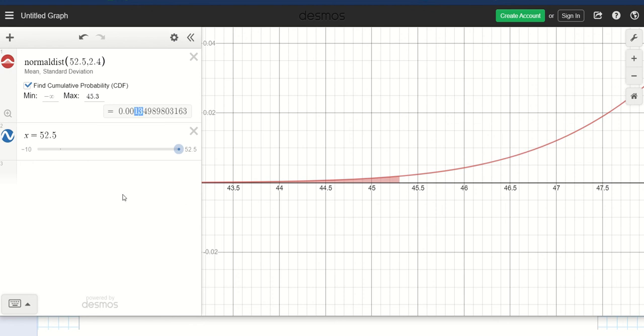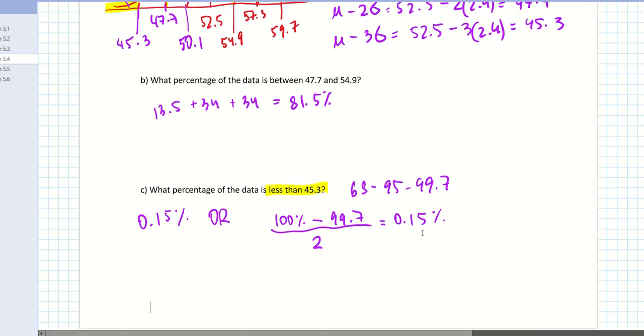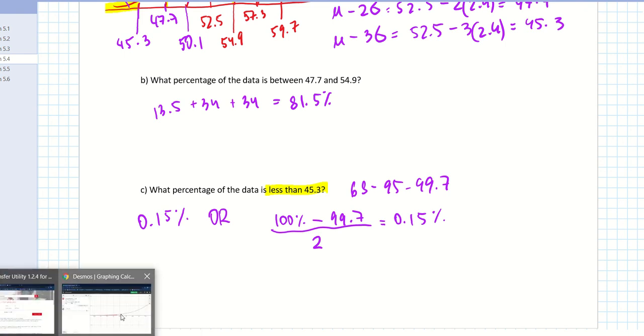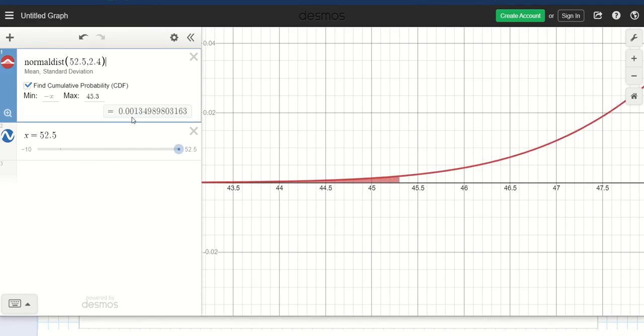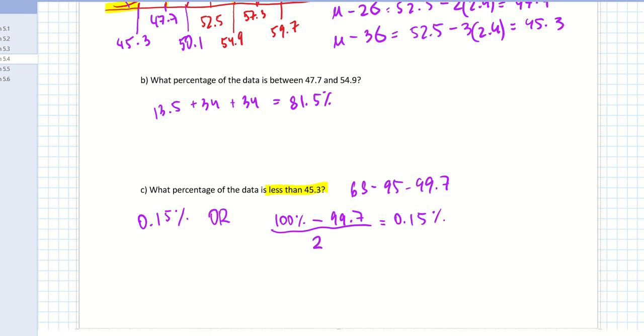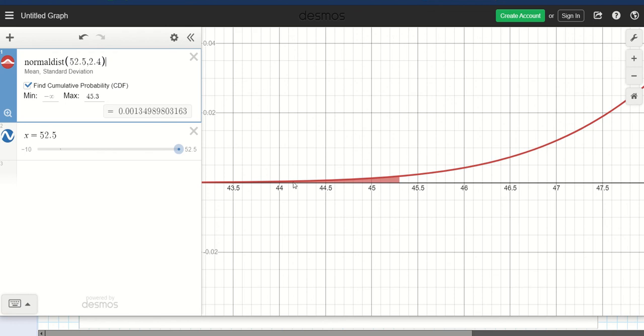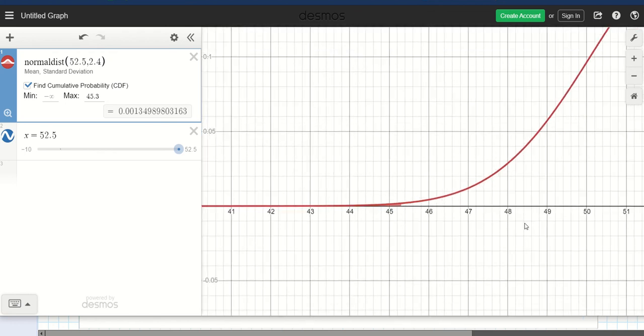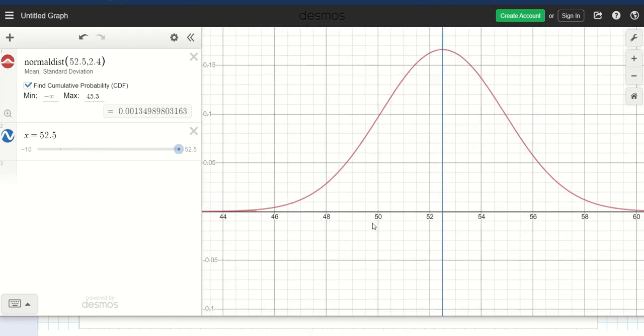My answer was 0.15%. Remember, what you see here in Desmos is in decimal form, so you have to remember to multiply by 100. So you're going to get 0.13%. The answer we got here is 0.15%. So it's a little off, but just because we're using the rule, we're not using the graphing calculator. If you are using a graphing calculator like Desmos here, you're going to get a better answer. As you can see, it's really easy to do this with the graphing calculator.